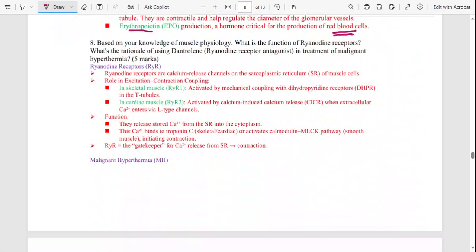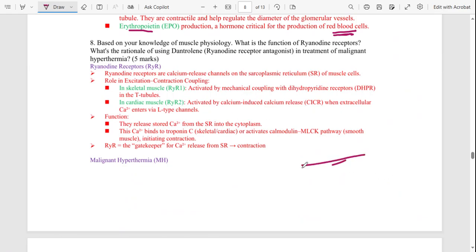Number 8 is saying, based on your knowledge of muscle physiology, what is the function of ryanodine receptors? What is the rationale of using dantrolene, which is a ryanodine receptor antagonist, in the treatment of malignant hyperthermia? Now, we already explained what ryanodine receptors do, isn't it, in detail?